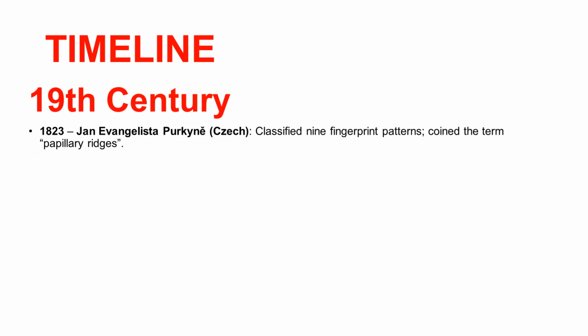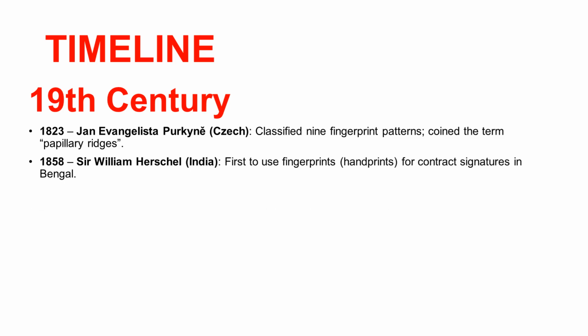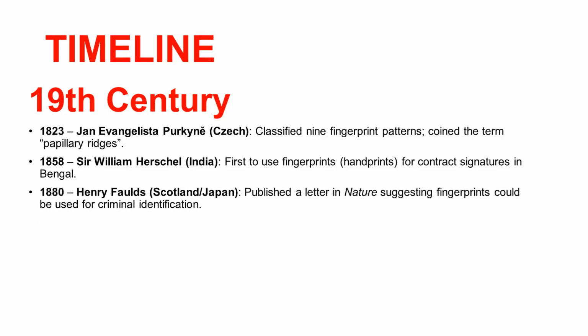Timeline. 19th century. 1823, January Evangelista Purkinje, Czech, classified 9 fingerprint patterns, coined the term papillary ridges. 1858, Sir William Herschel, India, first to use fingerprints, handprints, for contract signatures in Bengal. 1880, Henry Faulds, Scotland/Japan, published a letter in Nature suggesting fingerprints could be used for criminal identification.